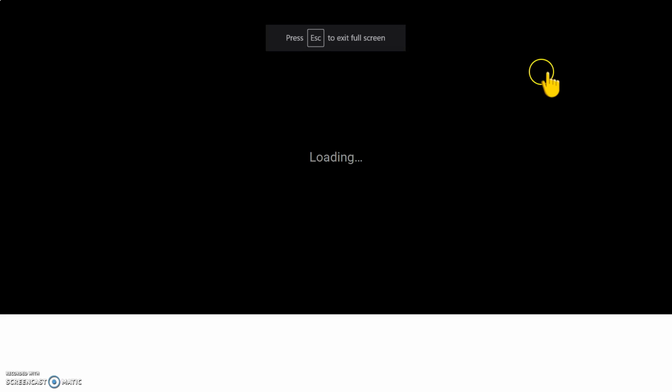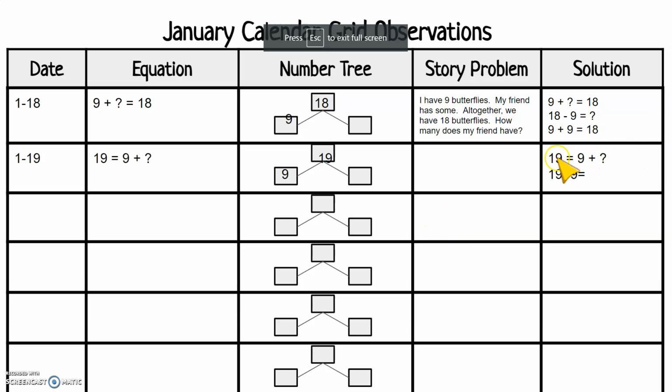19 is our answer, and we know that 19 is equal to 9 plus something. We can turn this into a subtraction fact to help us figure out what that missing number is. If we have 19 and jump back 9 spaces, what number would we land on? I'd like you to take a moment and do that now. And if you'd like, we can do it together.